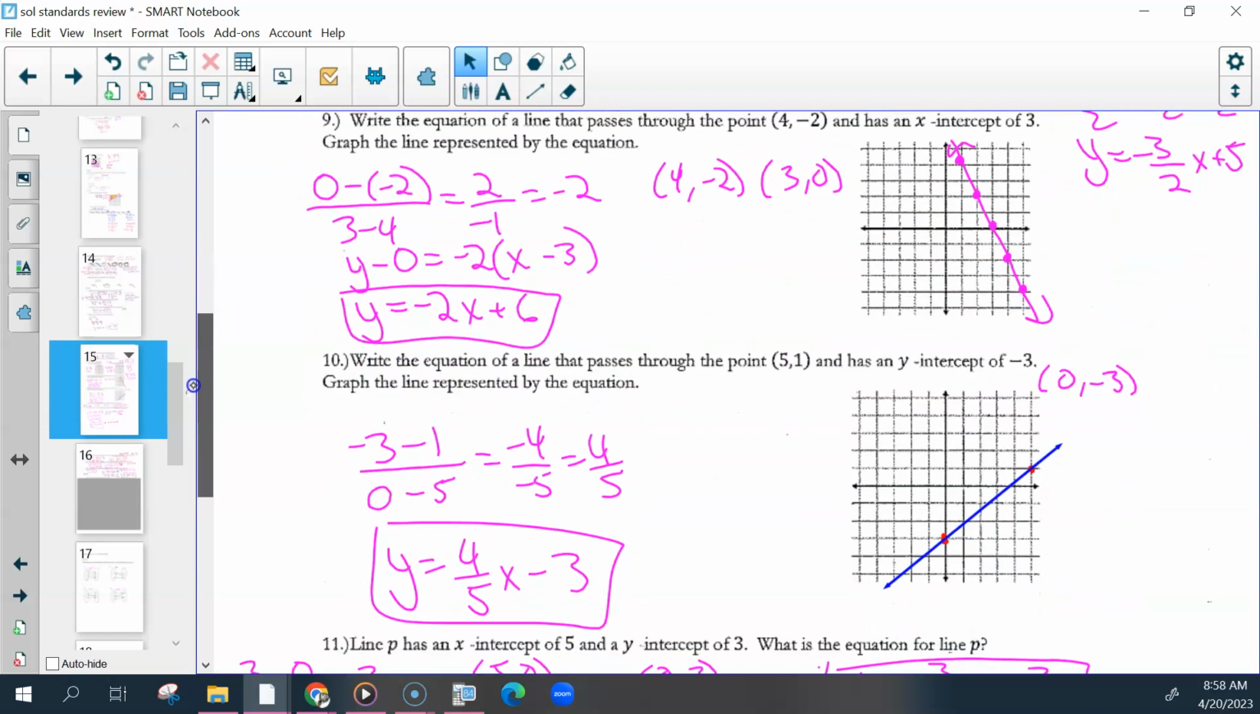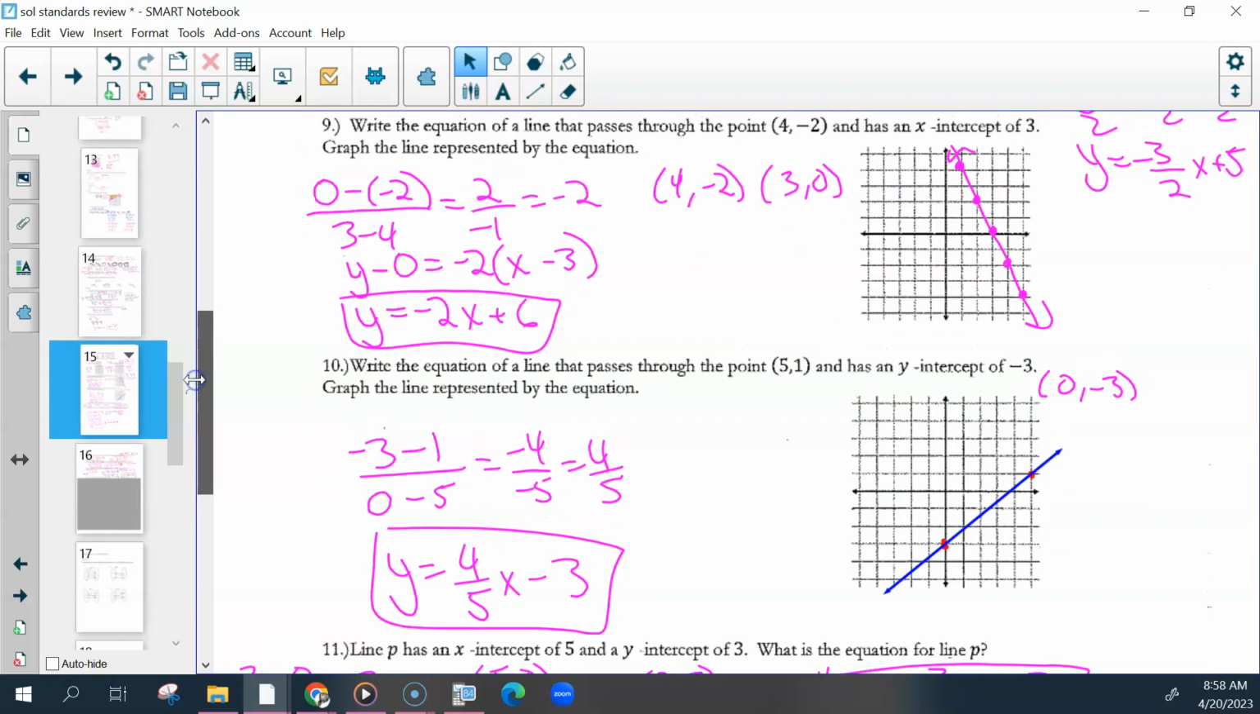Ten was the same, but this time it gave you a y-intercept. So if you found your slope, then you didn't need to do the work to find the equation because the y-intercept was given. So you could graph your y-intercept, graph your slope.